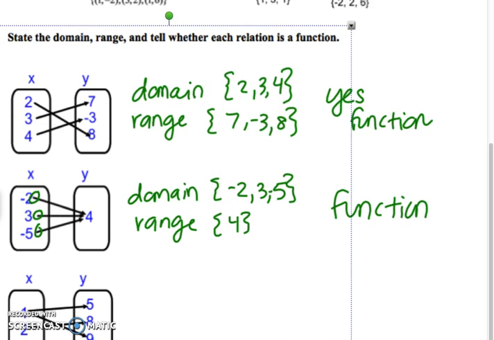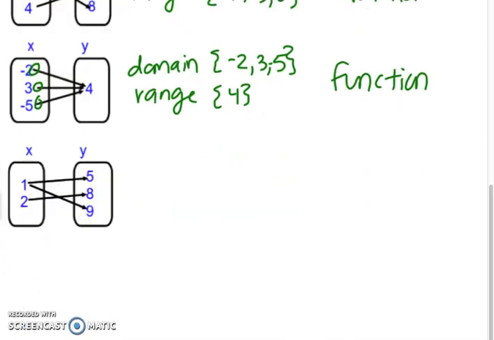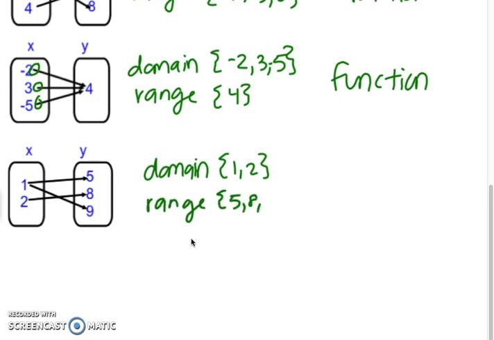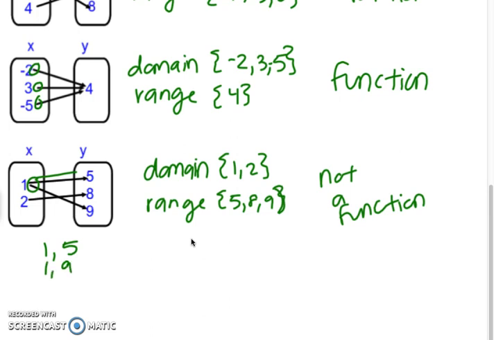All right, and for the last one, you should have had, for the domain, just a 1 and a 2. And for the range, you should have had 5, 8, and 9. And this is not a function. The reason it's not a function is that 1 repeated, so 1 went to 5, and 1 went to a 9. So that is a no-no, okay?